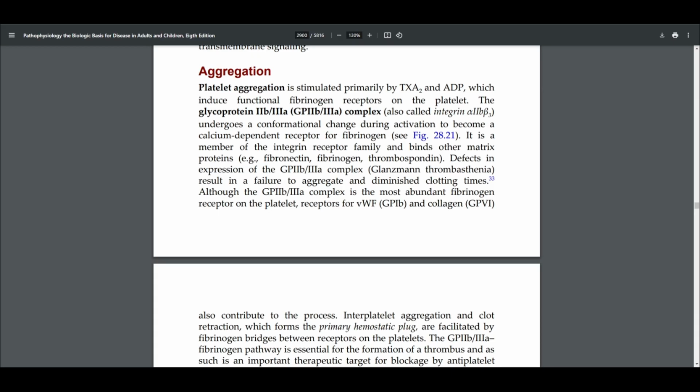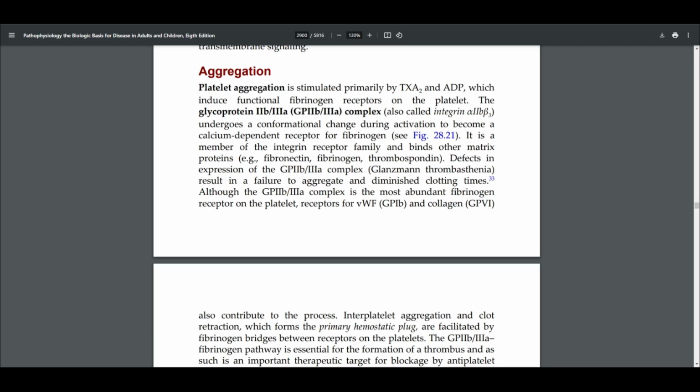Aggregation. Platelet aggregation is stimulated primarily by TXA and ADP, which induce functional fibrinogen receptors on the platelet. The glycoprotein 2B/3A complex undergoes a conformational change during activation to become a calcium-dependent receptor for fibrinogen. It is a member of the integrin receptor family and binds other matrix proteins.